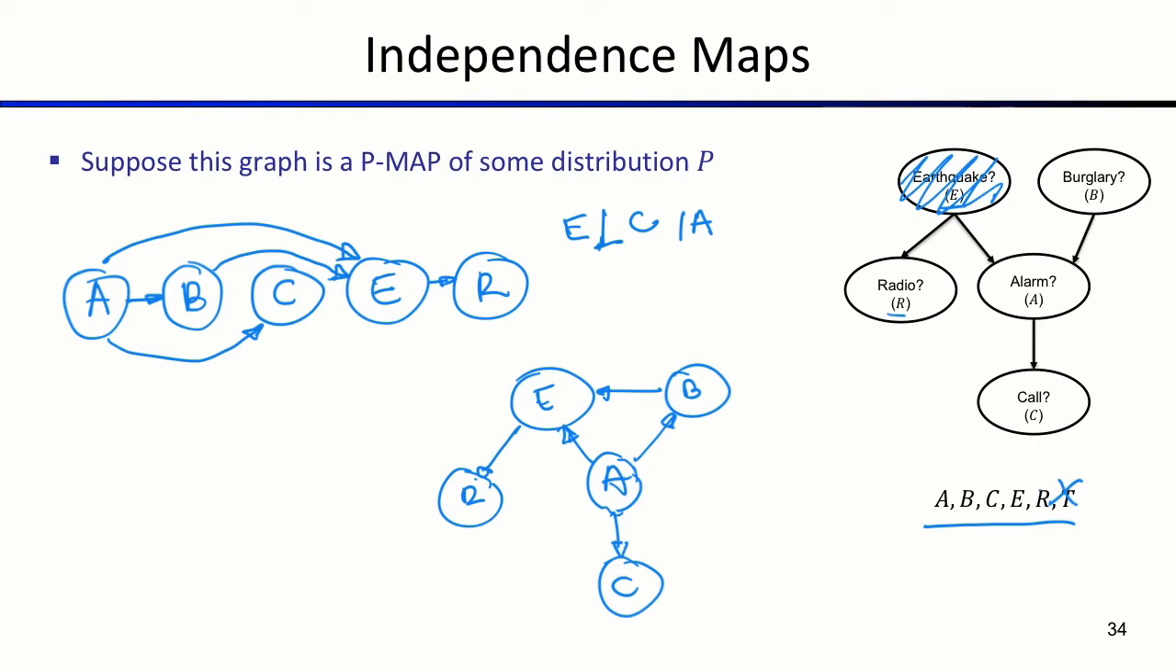If we change the ordering, we will get different minimal IMAPs. So there is one ordering that will give us exactly this causal graph, but other orderings can give us different minimal IMAPs. So that is one of the problems of this algorithm, that it is sensitive to the order of the sequence of the variables.